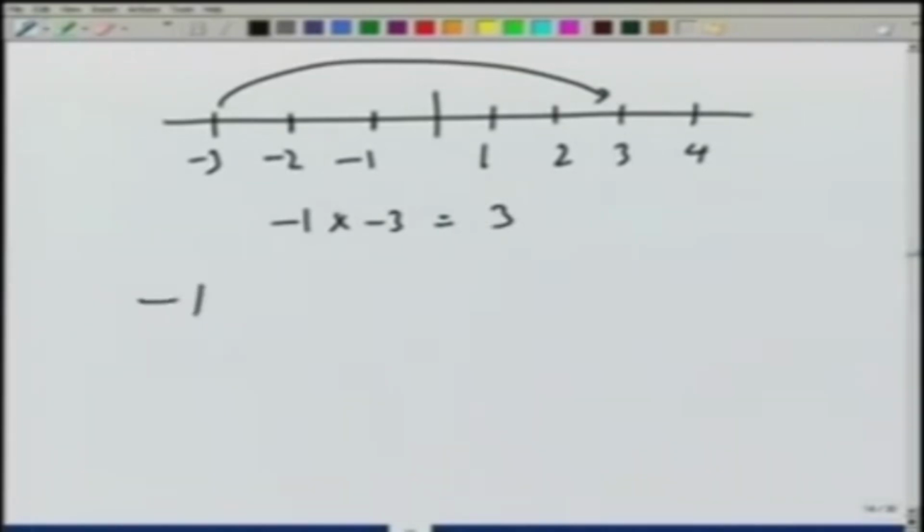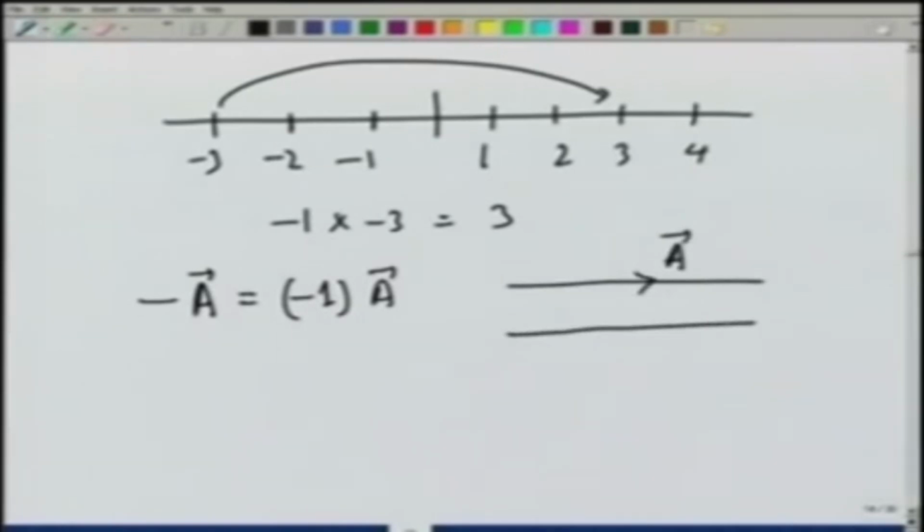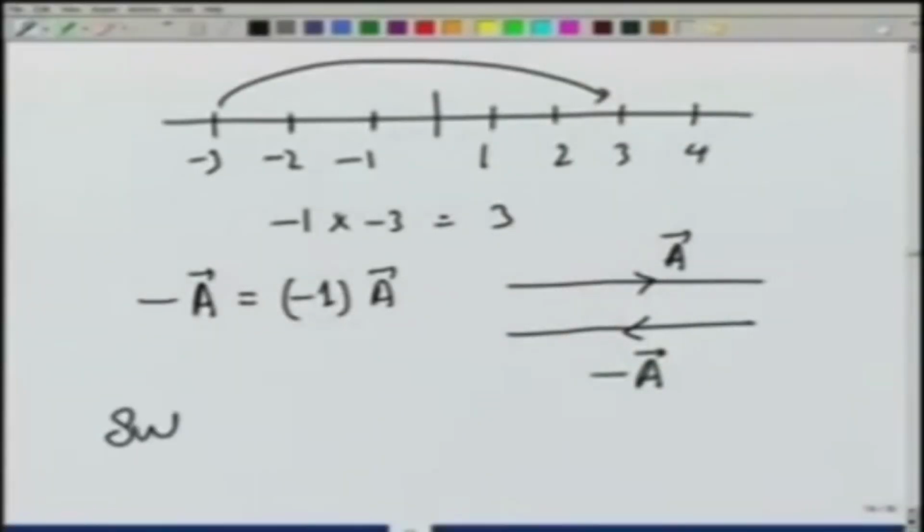Similarly, if I take negative a, which will be minus 1 times a, this would be nothing but changing the direction of a. So, if a is this, minus a would be pointing in the other direction. That is the meaning of multiplying by a negative number. Of course, once you define multiplication by minus 1, you can define multiplication by minus any number. You just make it that many times more. Having obtained minus a, it is now very straightforward to subtract vectors.